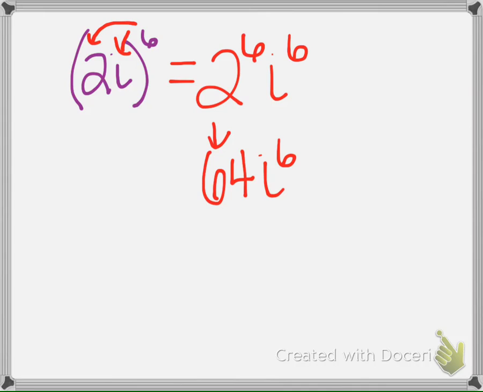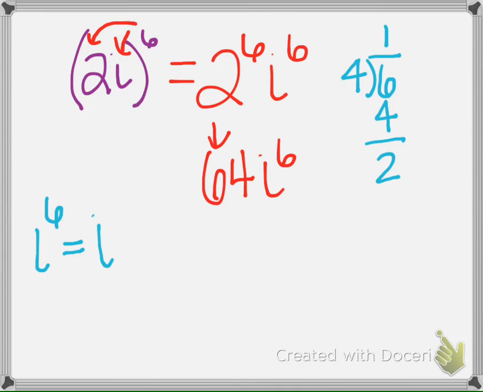So we proved in class that there's a pattern for every 4. There's a pattern with the i's. So since there's a pattern for every 4, we're going to take 6 and divide by 4. 4 goes into 6 once with 2 left over. That means i to the 6th has the same value as i squared.